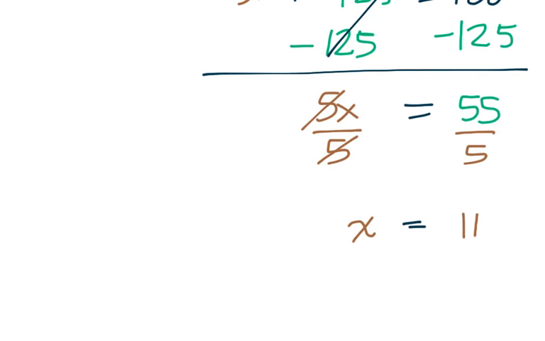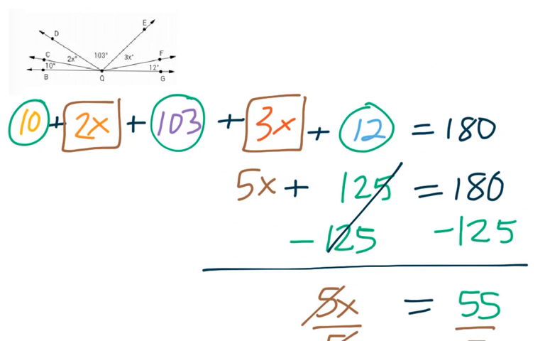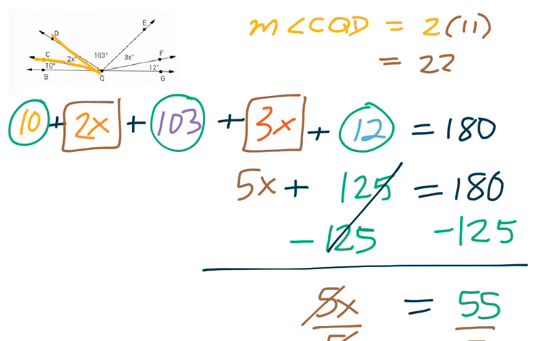So I know what x is equal to, but that doesn't answer the question. I'm being asked to find the measure of angle CQD. The measure of angle CQD is equal to 2x. Now that I know that x is equal to 11, I can substitute 11, do the multiplication, and I find 22 degrees. So the measure of angle CQD is 22 degrees.